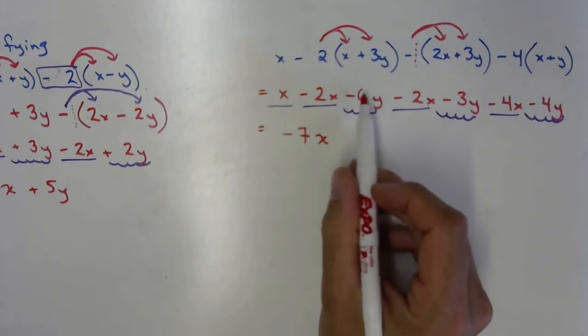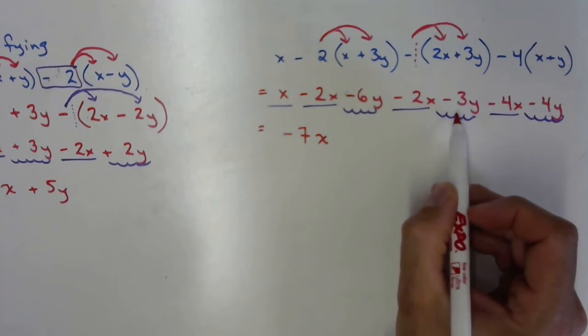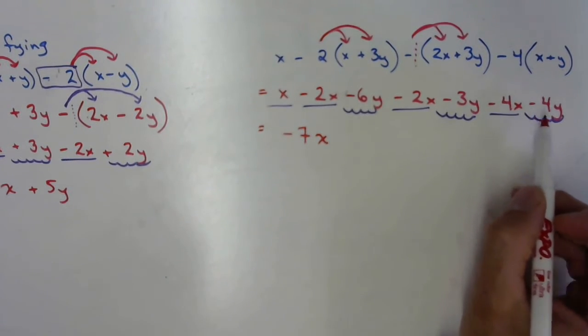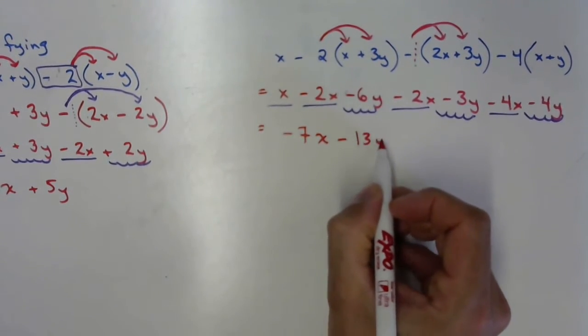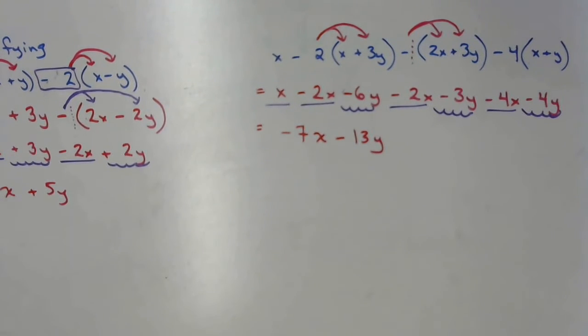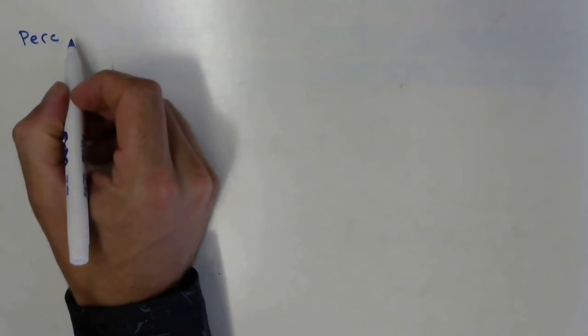Let's look at our y's. We're starting at -6. We're going to go down 3 more. So -9. We're going to go down 4 more. -13. -13y. Okay, that's as simplified as this one gets. Good job.